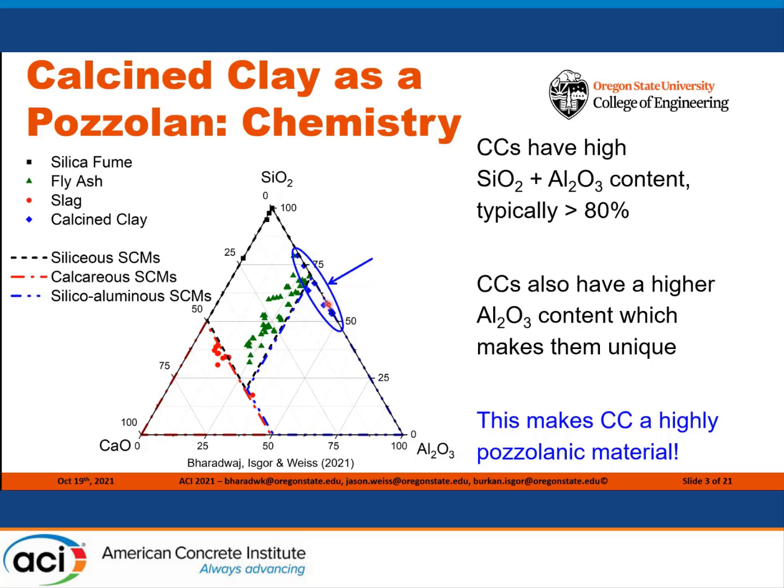Calcined clays are also unique among pozzolans as they have a high alumina content along with their high silica content. The alumina content of calcined clays is typically higher than other SCMs like fly ashes, silica fumes, or slags.